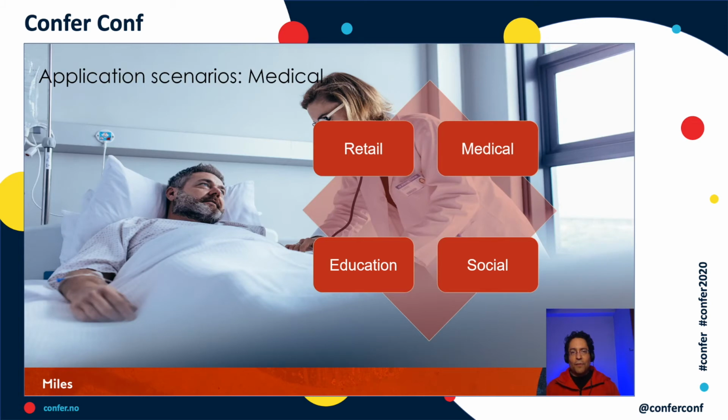Then we have the medical field. In the medical field, we could use physiology measures to determine the emotional state of the patient and also be able to reduce stress, among other things. And the medical team can respond quicker to the needs of the patient.